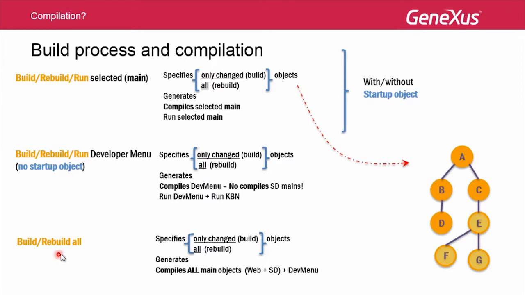On the other hand, if we do build or rebuild all, the objects specified will be only those with changes in the case of build, and all of them in the case of rebuild, and all main objects, both web and smart devices, plus the developer menu will be generated and compiled.